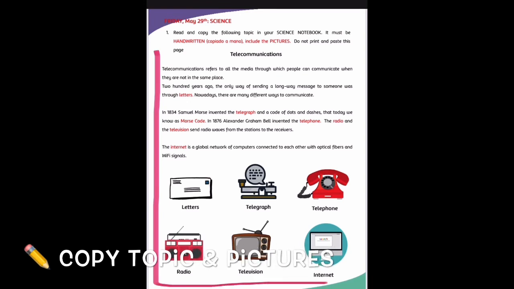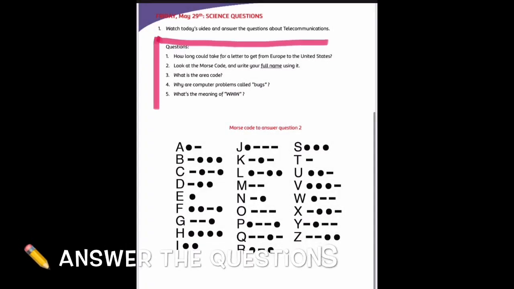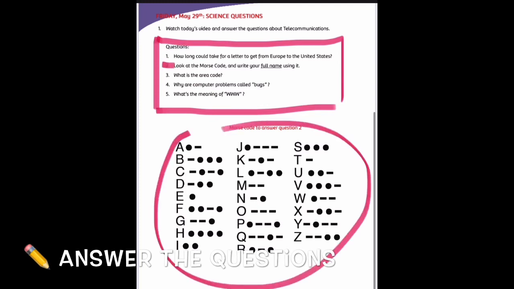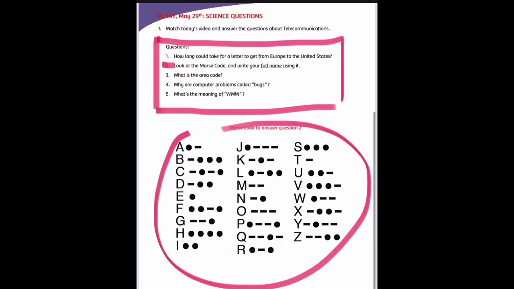Alright, so what you have to do for this topic is very simple. Your first activity is to copy all this topic in your science notebook. You need to handwrite it all and include the pictures with color. And your second activity is to answer all of these questions in your notebook. For question number 2, you need to write your name using the Morse code you have here. Don't copy the Morse code complete, only write your name. The answers of the other questions, you can find them in this video, so pay attention to it.